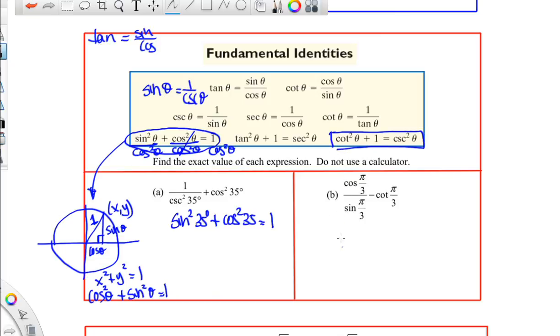Okay, cosine over sine is actually, sorry, I was going to write a tangent because I'm sort of stuck on the tangent, but the cosine over sine is actually cotangent, right? So that's the cotangent of pi over 3 minus the cotangent of pi over 3. Well, something minus itself is 0.